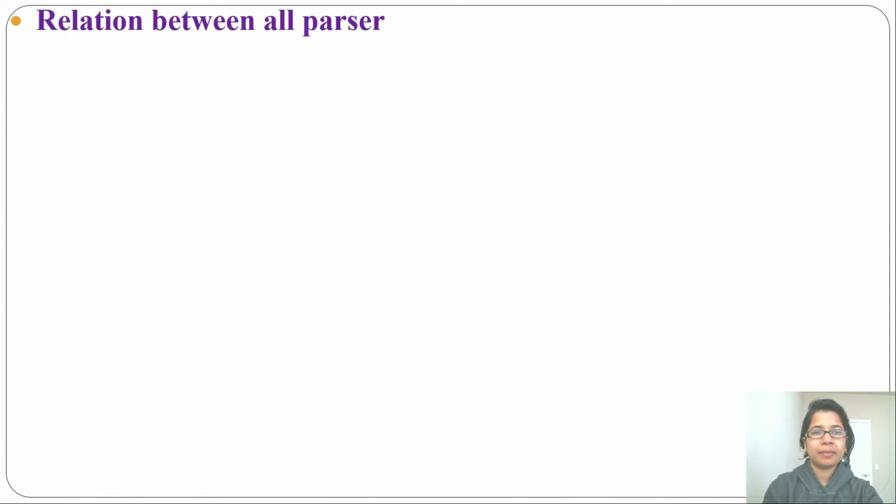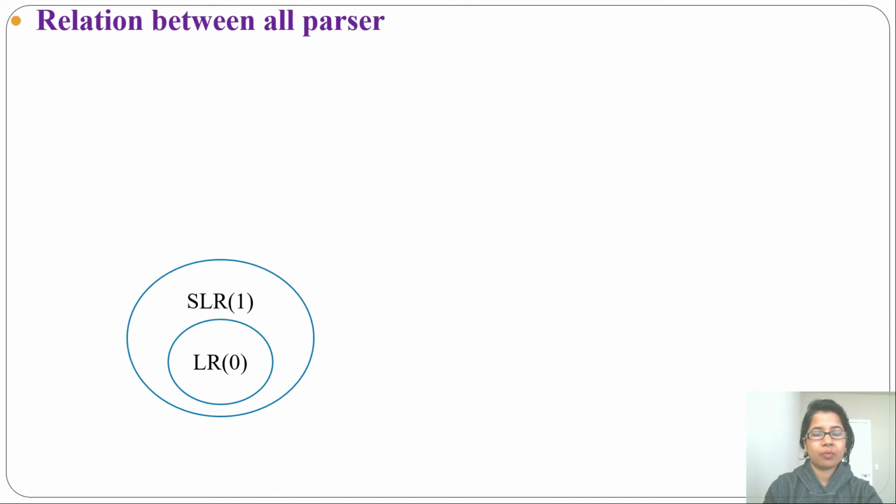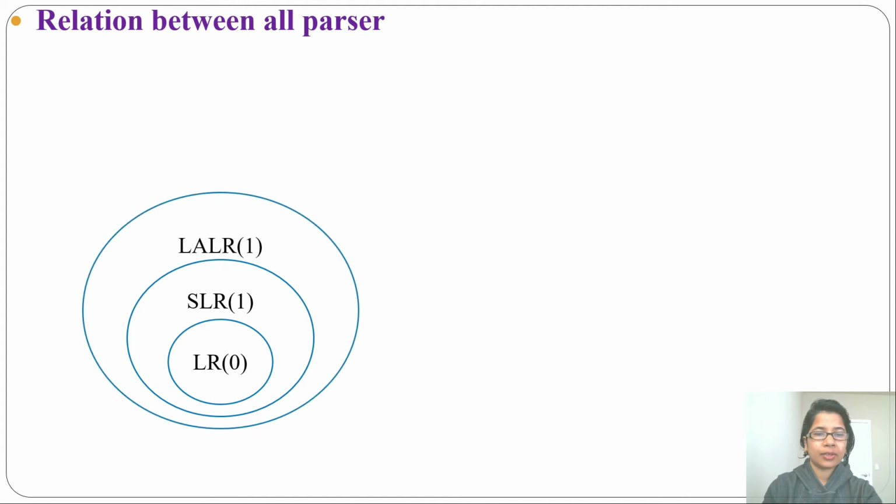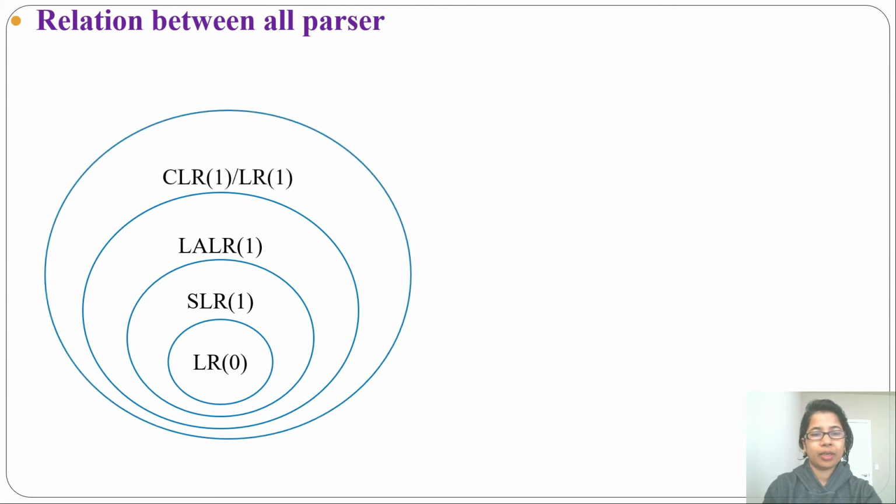Let's see the diagram representation of the relation between all the parsers. First LR0. LR0 is a subset of SLR1, or you can say every LR0 grammar is also SLR1. And again SLR1 is a subset of LALR1. So every LR0 is SLR1, every SLR1 is also LALR1, and LALR1 is a subset of CLR1, or you can say LR1. This is also according to power. CLR1 and LR1 is most powerful.